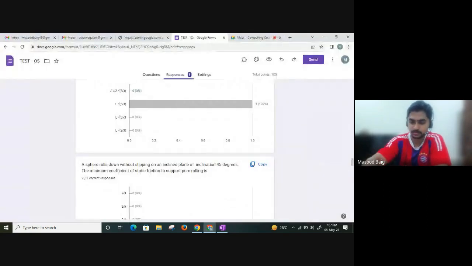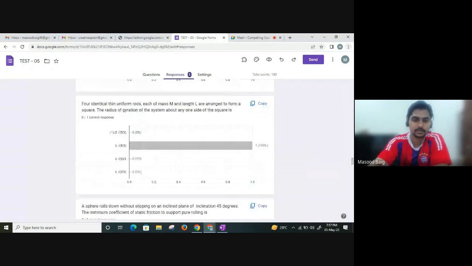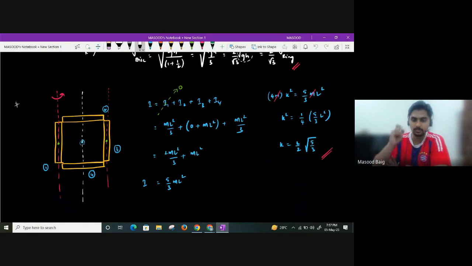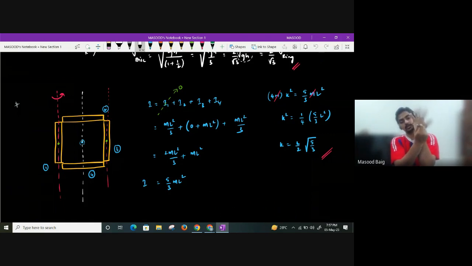Let me just check it. They're asking the radius of gyration of the system about any one side of the square. Any one side means any one of the rods. If they ask for an axis lying in the plane, then you can find the moment of inertia about the center perpendicular to the plane. Suppose this is the square; we first need to take an axis passing through the center and perpendicular to the plane. I need to find the moment of inertia about this axis. Then I can divide it by 2 to obtain the moment of inertia about this axis.